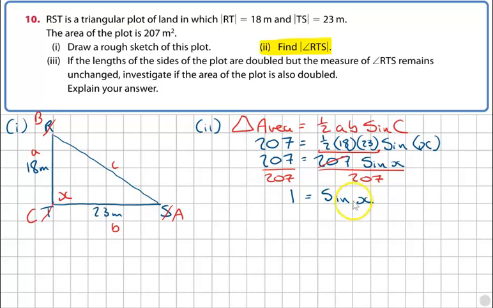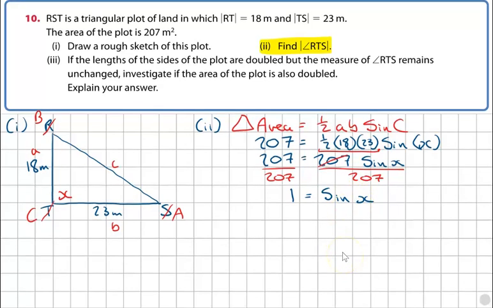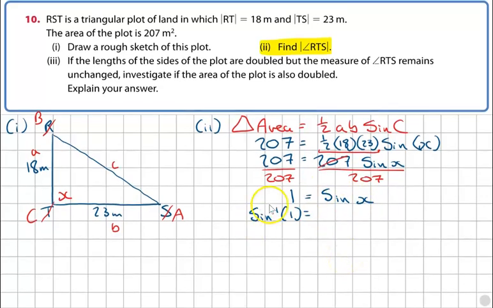When I do not know the angle, I use the inverse. So I have sine to the power minus 1, so I press shift and sine on my calculator. A bracket will open. I'm going to put 1 into the bracket and close the bracket. And it gives me 90 degrees. Therefore, the angle ORT is 90 degrees.